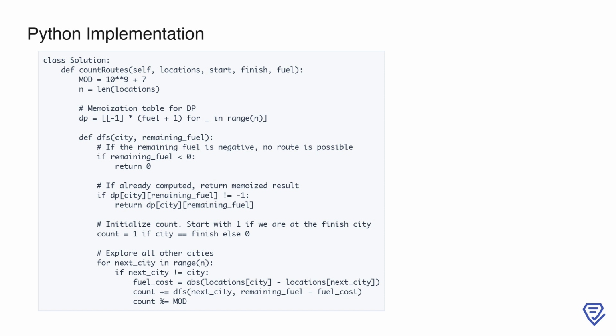For each potential destination, we calculate the fuel cost as the absolute difference in locations between the current city and the next city. If moving to the next city is feasible given the remaining fuel, we recursively call DFS for the next city with the updated fuel and add the result to our count. To ensure our count doesn't exceed the modulo limit, we take the modulo mod after each addition.